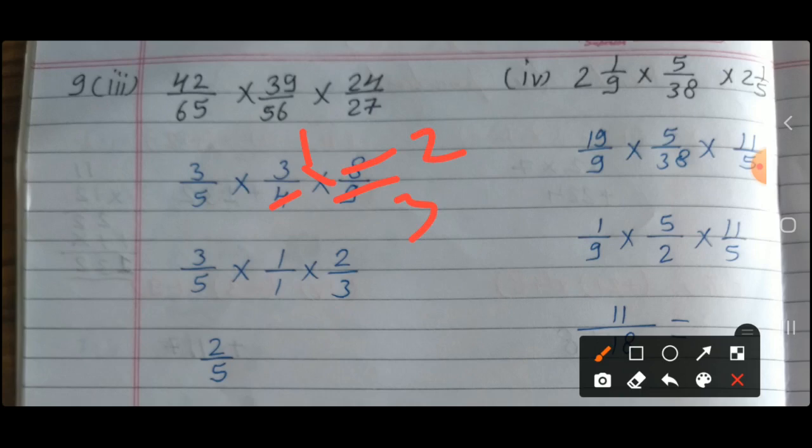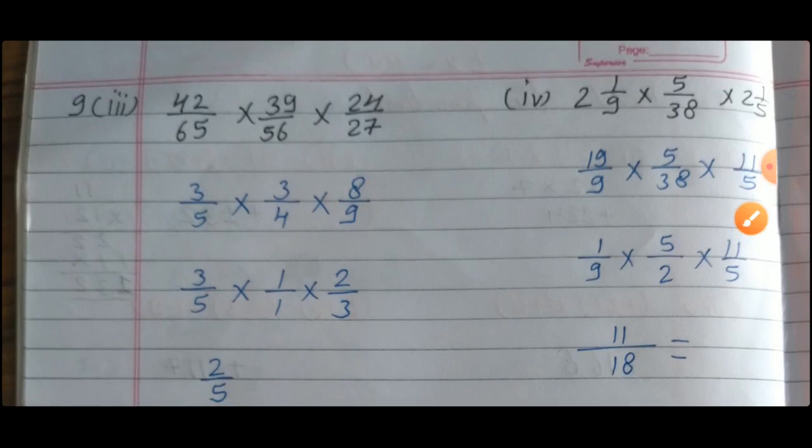In the numerator we are getting 2 multiply by 1. Here 3 and we can cancel this 3 by 3. Then we are getting in the numerator 1 multiply by 2, 2. 5 multiply by 1, 5. 2 upon 5. Yes, this will be the answer.